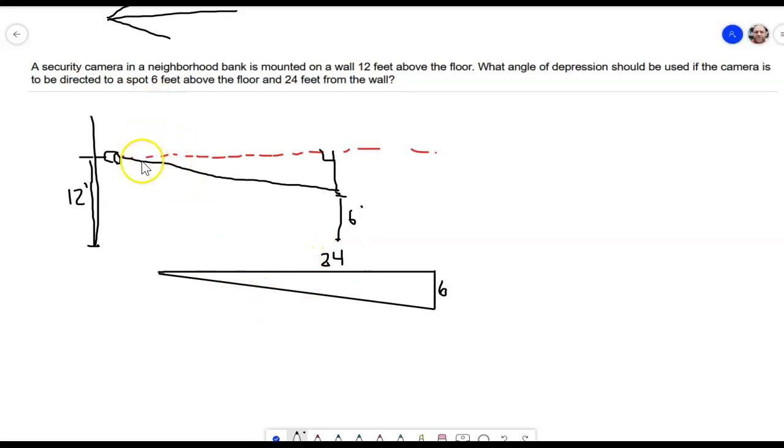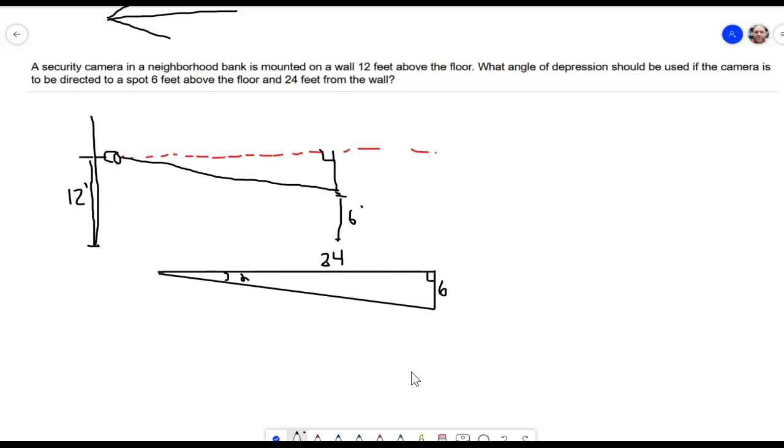And the angle of elevation, excuse me, angle of depression, this is the angle that we're trying to find right there. So whatever you want to call it, I'll call it alpha in this case. We'll call that alpha. So we're trying to find alpha, and we know this side here, and we know this side here, and we know that this here is a right angle or 90 degrees.